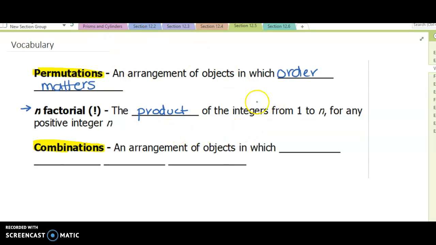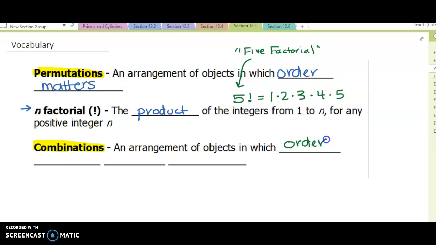So if I were to write 5 factorial, I would say this as 5 factorial. All that means is 1 times 2 times 3 times 4 times 5. Just the product of all those numbers. And then a combination is an arrangement of objects where the order does not matter.